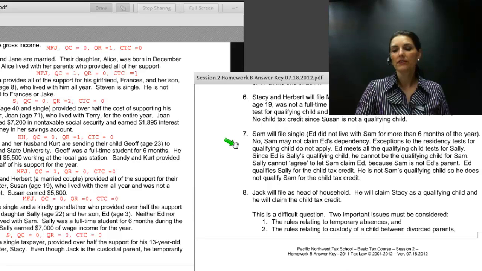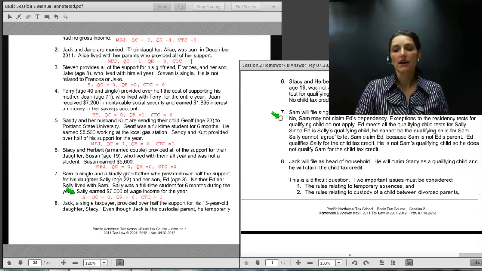Sam will file single. Ed did not live with Sam for more than 6 months of the year. So Ed cannot be Sam's qualifying child. The best that Sam can hope for is qualifying relative. So no, Sam may not claim Ed's dependency under the qualifying child rules. We could go over to the qualifying relative rules, and we might also consider the residency tests or the exceptions to the residency test for a qualifying child.